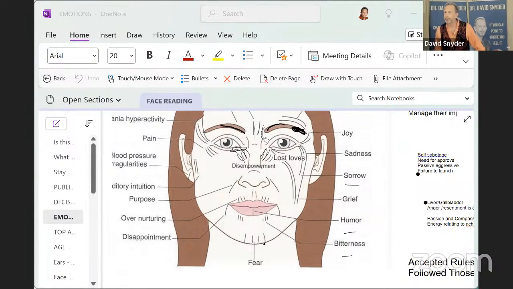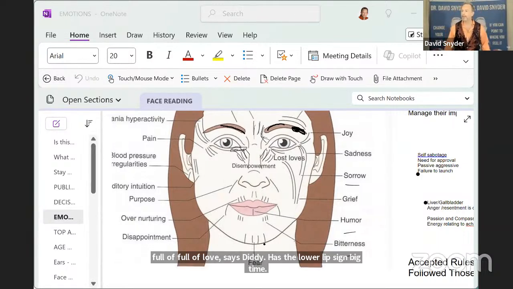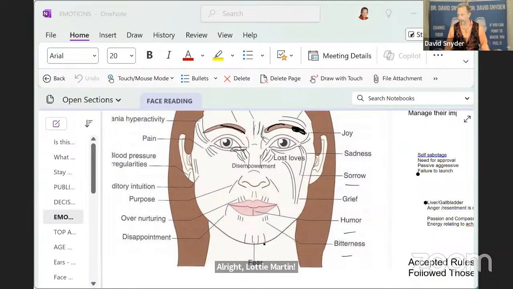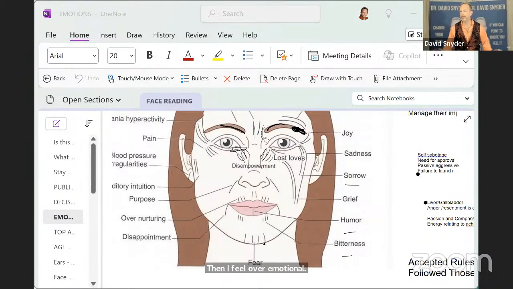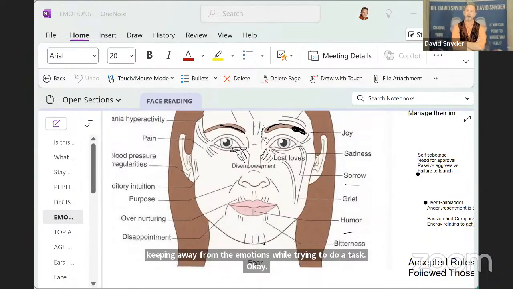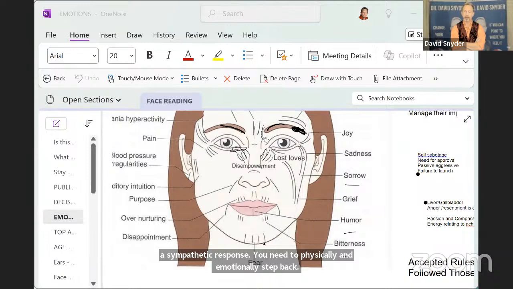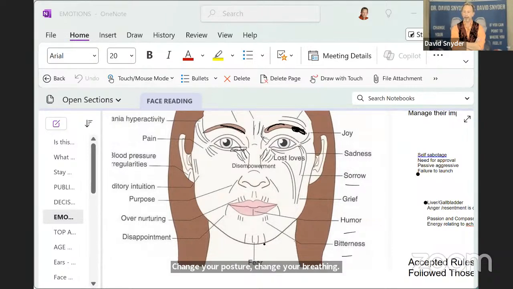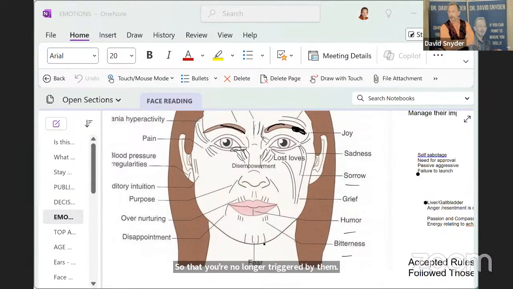Bill, full of love, says Diddy has the lower lip sign big time. Ooh. All right. Lottie Martin says: if an equal member of a team has a tendency to get over-emotional, then I feel over-emotional, keeping away from the emotions while trying to do a task. Okay, Lottie, when other people become emotional and you start to become emotional, that's a sympathetic response. You need to physically and emotionally step back, change your posture, change your breathing, and hold it. Then when you're by yourself, you need to unpack the things that triggered you so that you're no longer triggered by them.